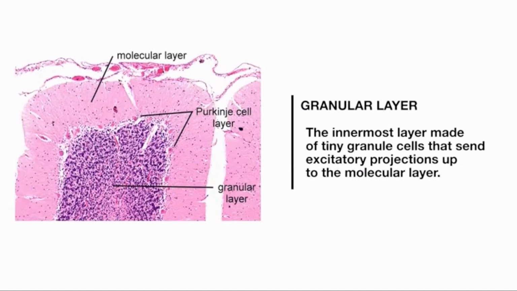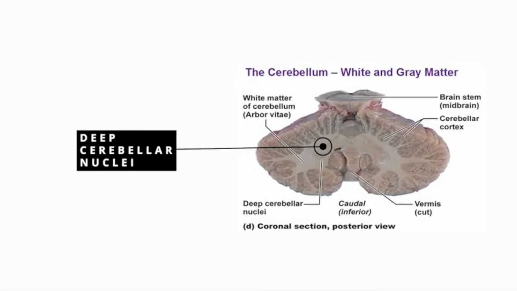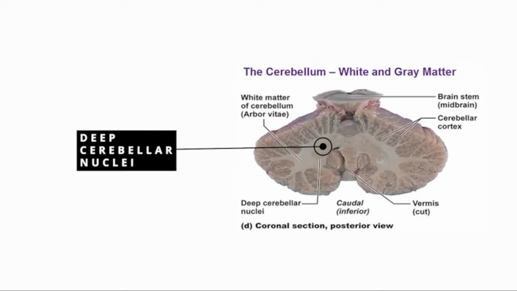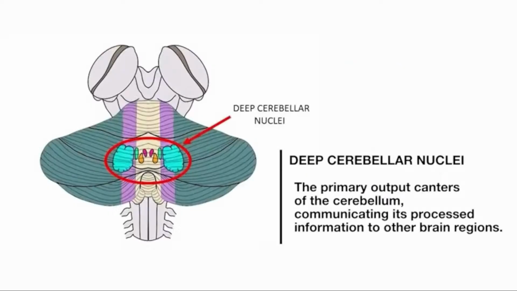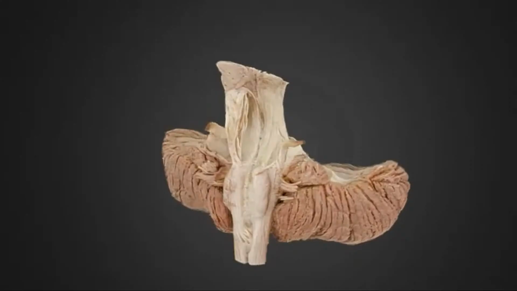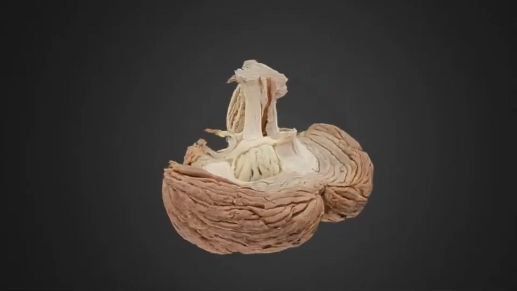Deep cerebellar nuclei. Embedded within the cerebellum are clusters of gray matter known as the deep cerebellar nuclei. These serve as the primary output centers of the cerebellum, communicating its processed information to other brain regions. Peduncles. The cerebellum communicates with other parts of the brain via 3 paired structures known as peduncles.